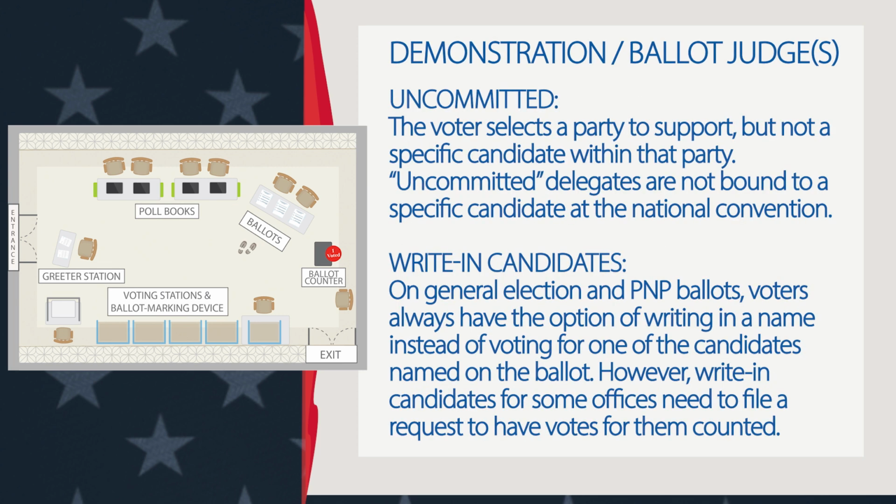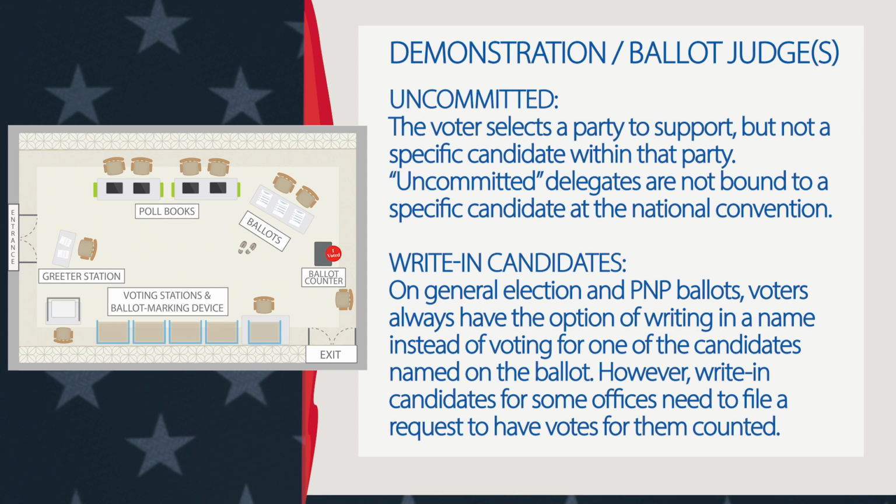Ballot and demonstration judges may receive questions and can explain write-in choice if on a party's ballot, uncommitted choice if on a party's ballot, and they can explain the difference between a PNP, a state primary, and a general election ballot. General note, ballots, either voted, unused, or spoiled, and voter receipts do not need to be stored or tracked by party.